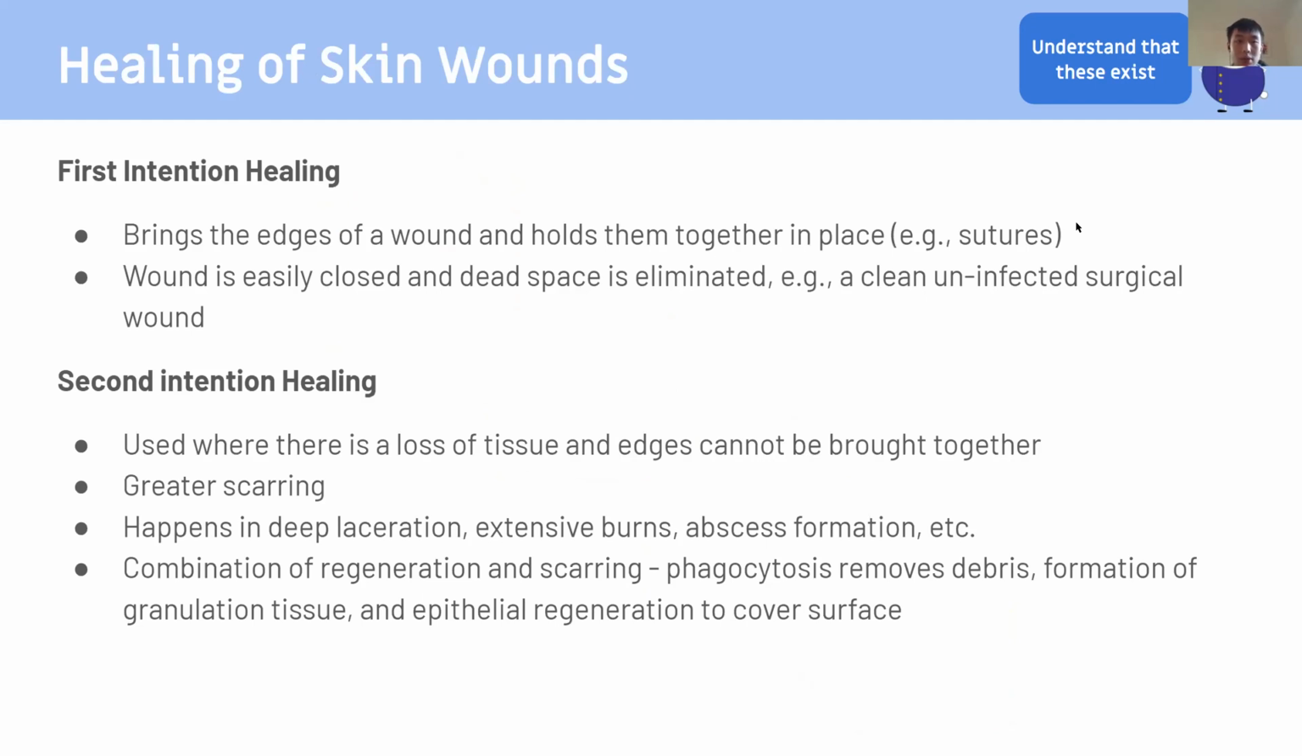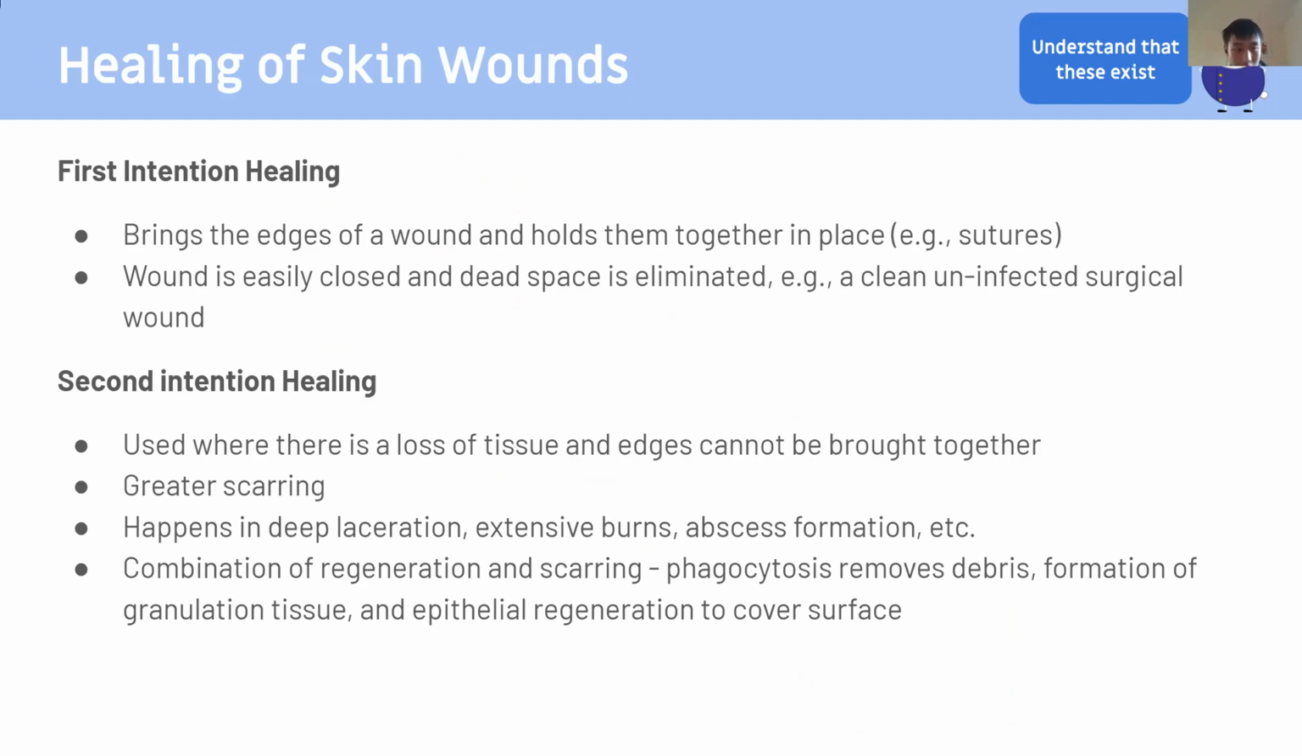So there's two types of healing of skin wounds. First of all, you have something that's called first intention, and then you have something that's called second intention. First intention would be something like a surgical wound. So it's just a very clean cut. In that case, you can just bring the edges of the wound back together, and you can hold them in place using something like sutures. So the wound is easily closed and the dead space will be eliminated.